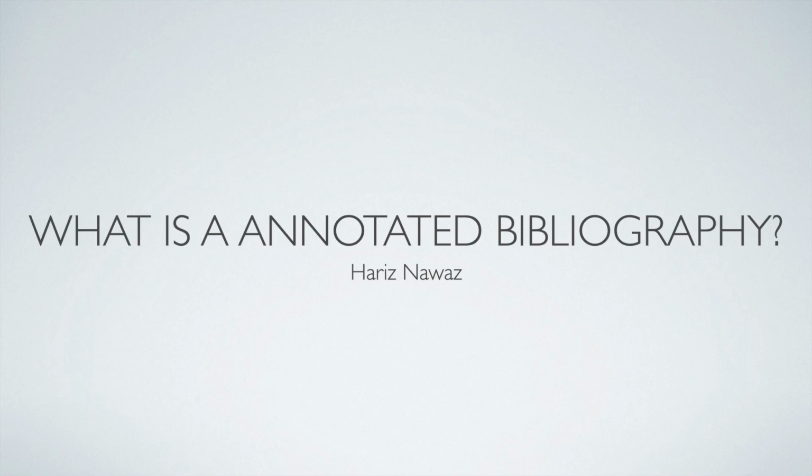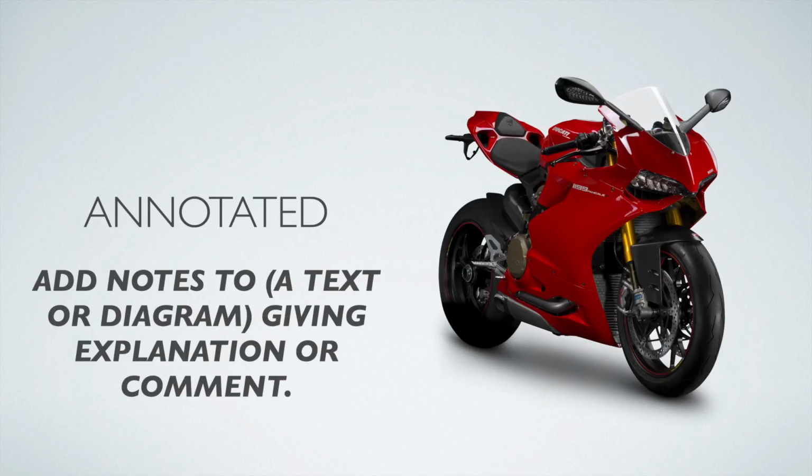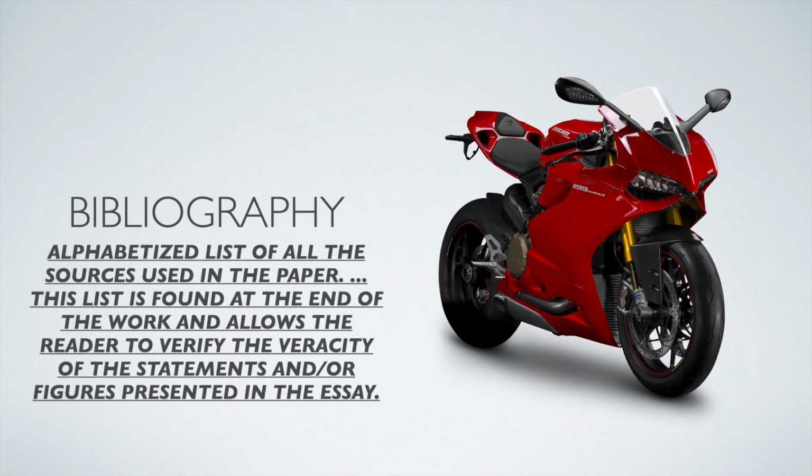So, to start off with, we need to find out the definition of this word. Okay, so this word, if we break it up, the first word is annotated, and that means to add notes to a text or diagram, giving explanation or comment. Now the word annotate requires a lot of comprehension and knowledge, as we're taking a piece of information and breaking it down. Moving on to the next word, we have the word bibliography.